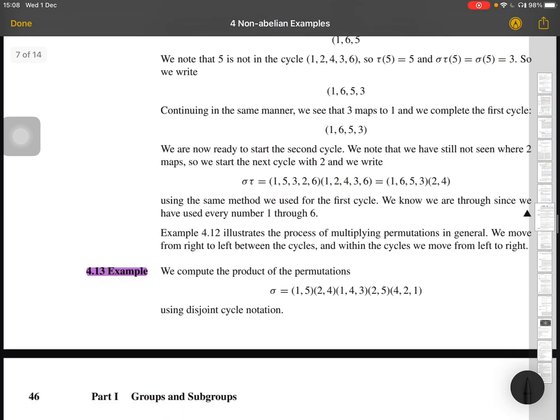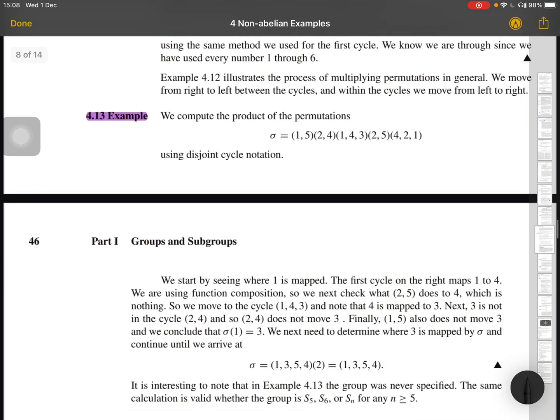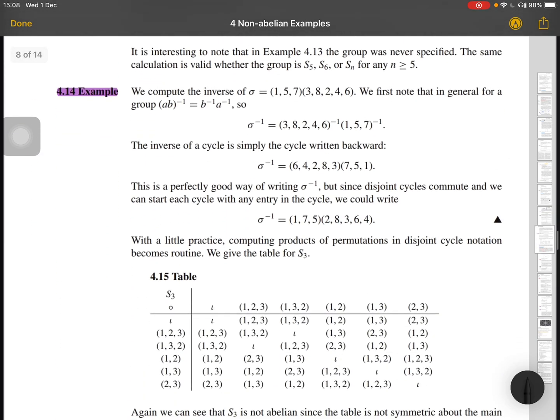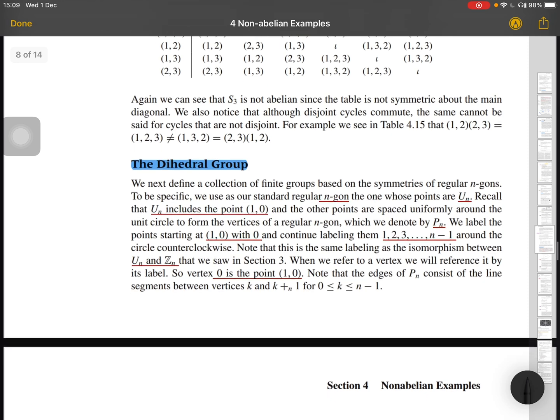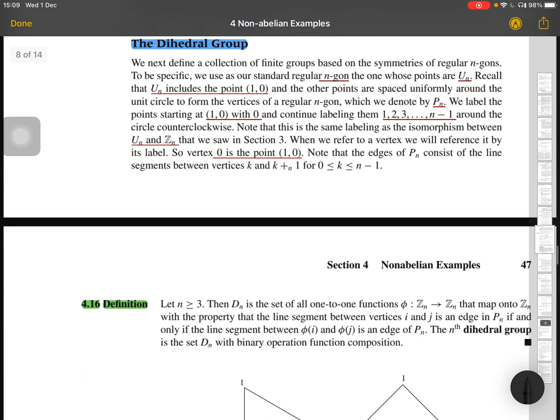And then you are given examples to check your understanding of these definitions, right? And then some more examples. And then the dihedral group. This is where students have a lot of problems understanding, so we're going to focus on this one in this video. We want to define a collection of finite groups based on the symmetries of regular n-gons, or polygons of degree n.